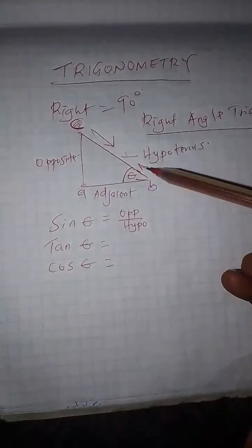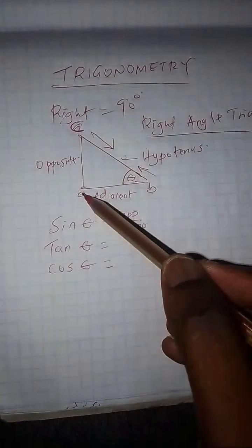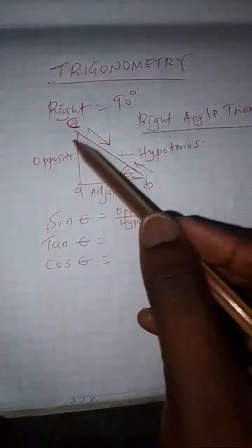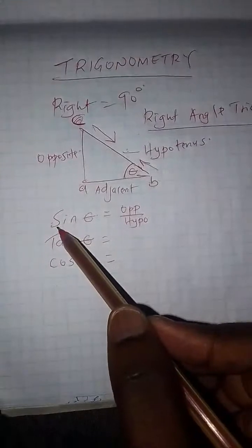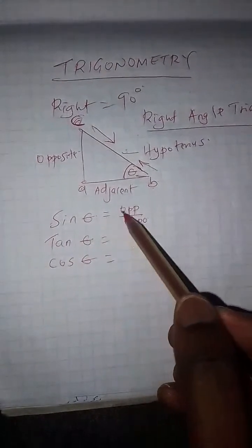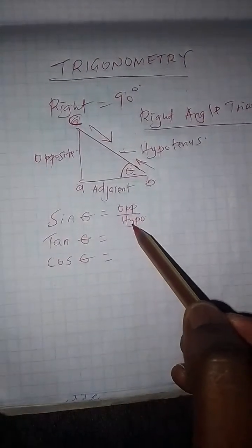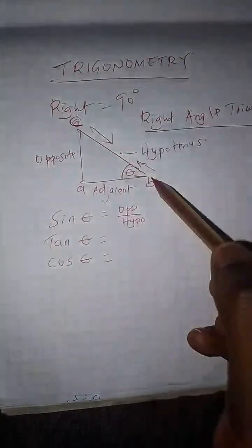So I've said that BC is the hypotenuse side, AB is the adjacent side, and CA or AC is the opposite side. So we are saying that when you're finding the sine of theta, you're going to take the opposite side, and the opposite side is this, all over the hypotenuse side. And the hypotenuse side is BC or CA.